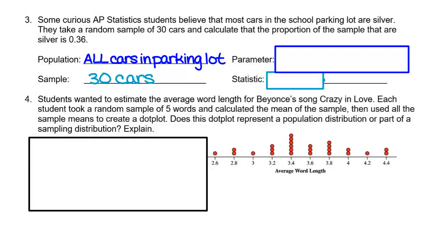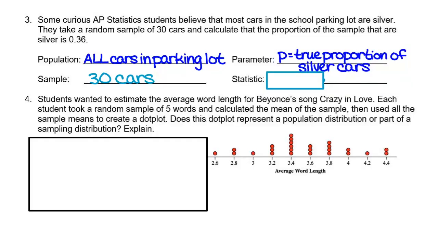What is it that we want to know? The proportion that are silver. Do we just want to know about the proportion in the sample? No. What would my parameter be here? What's the parameter that I've used for proportion anyway? The true proportion of all cars that are silver. And what symbol would I use for this? P. P equals the true proportion of silver cars.